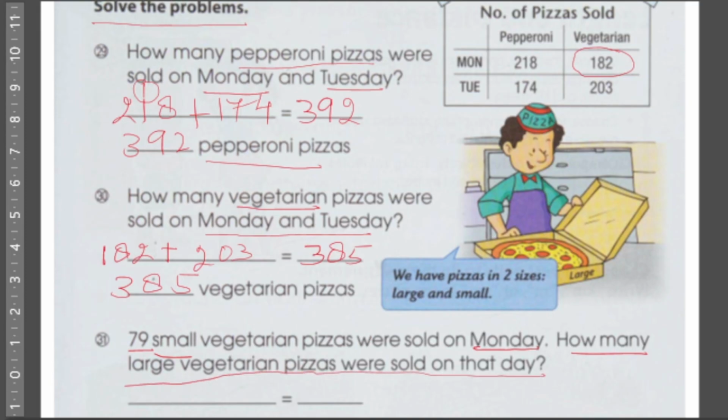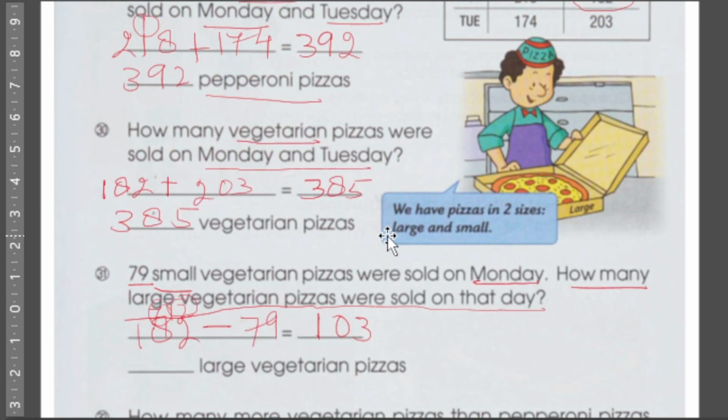So we have to subtract 79 from 182. So borrow 1, it will be 12. 12 minus 9 is equal to 3, and it will reduce to 7. So 7 minus 7, 0. 1 minus nothing, 1. So 103 were the large vegetarian pizzas.